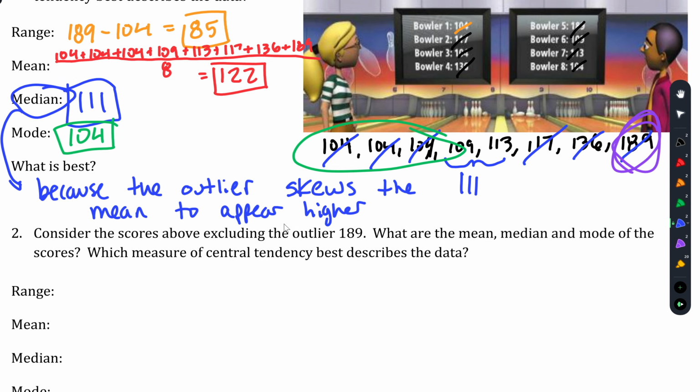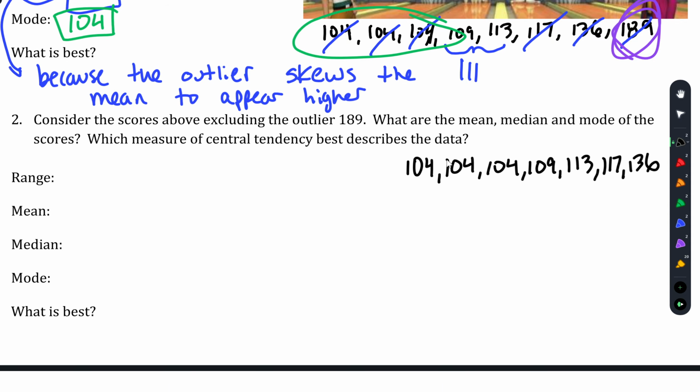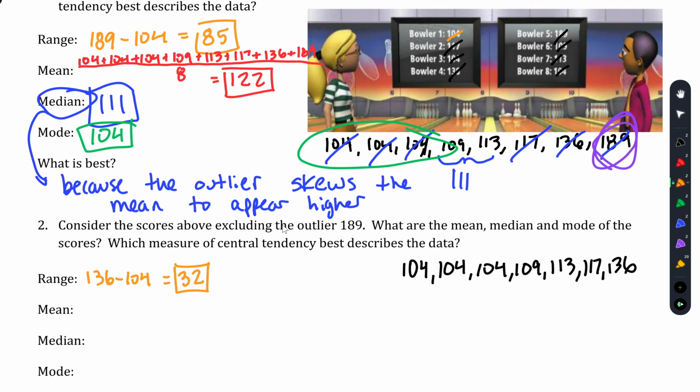Okay, now let's take that same set of data and let's exclude the outlier. We're going to see what changes when I don't use that outlier. So the same data points, but I'm not using that 189. First of all, let's take a look at my range. I'm going to take the greatest value and subtract the smallest value. 136 minus 104 gets me 32. We should notice that that range is much tighter than it was when we had that outlier. That's a good thing. That means our scores are more consistent.